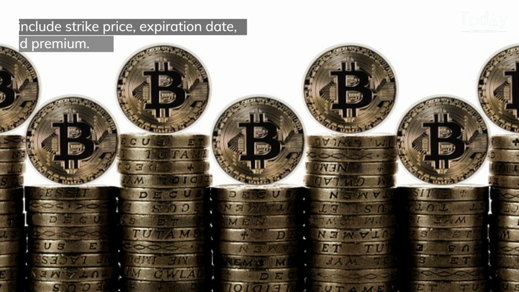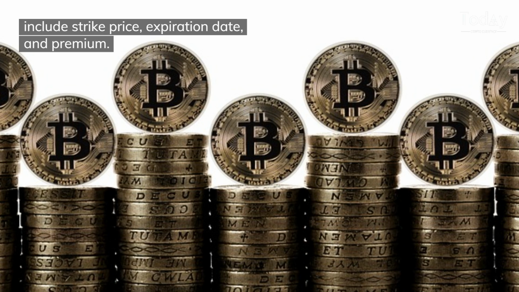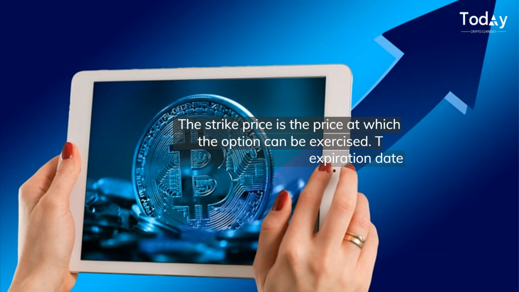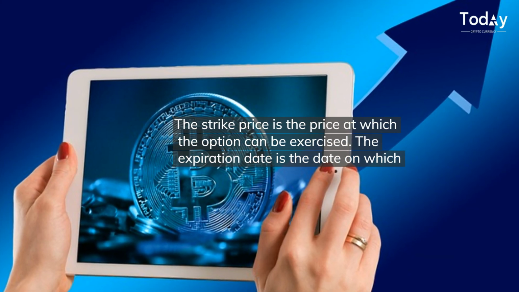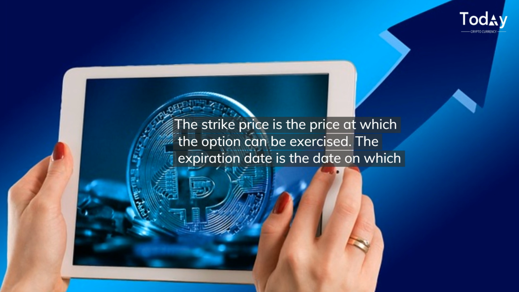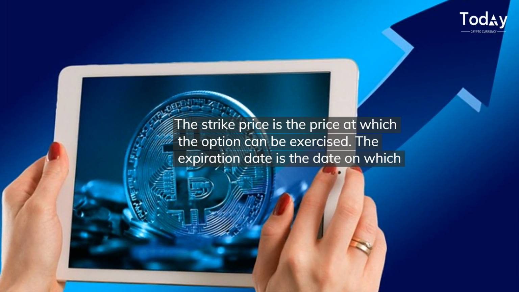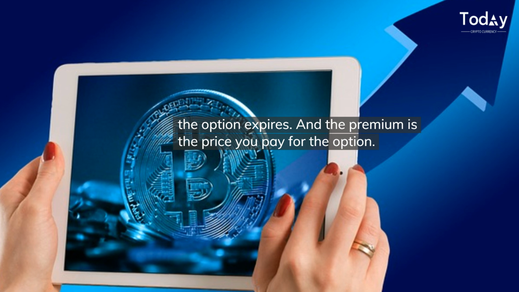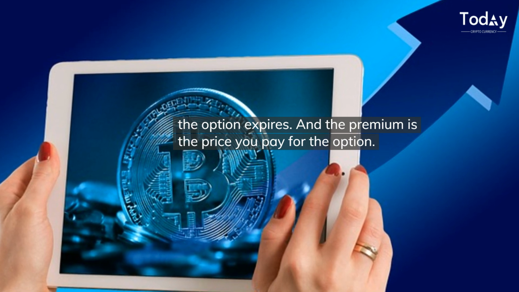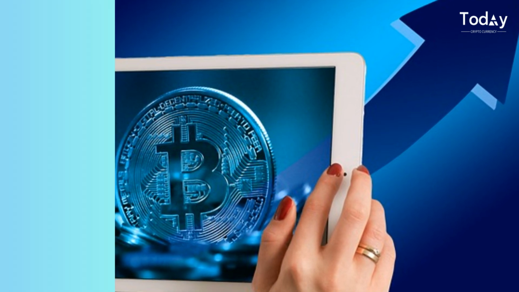These include strike price, expiration date, and premium. The strike price is the price at which the option can be exercised. The expiration date is the date on which the option expires. And the premium is the price you pay for the option.